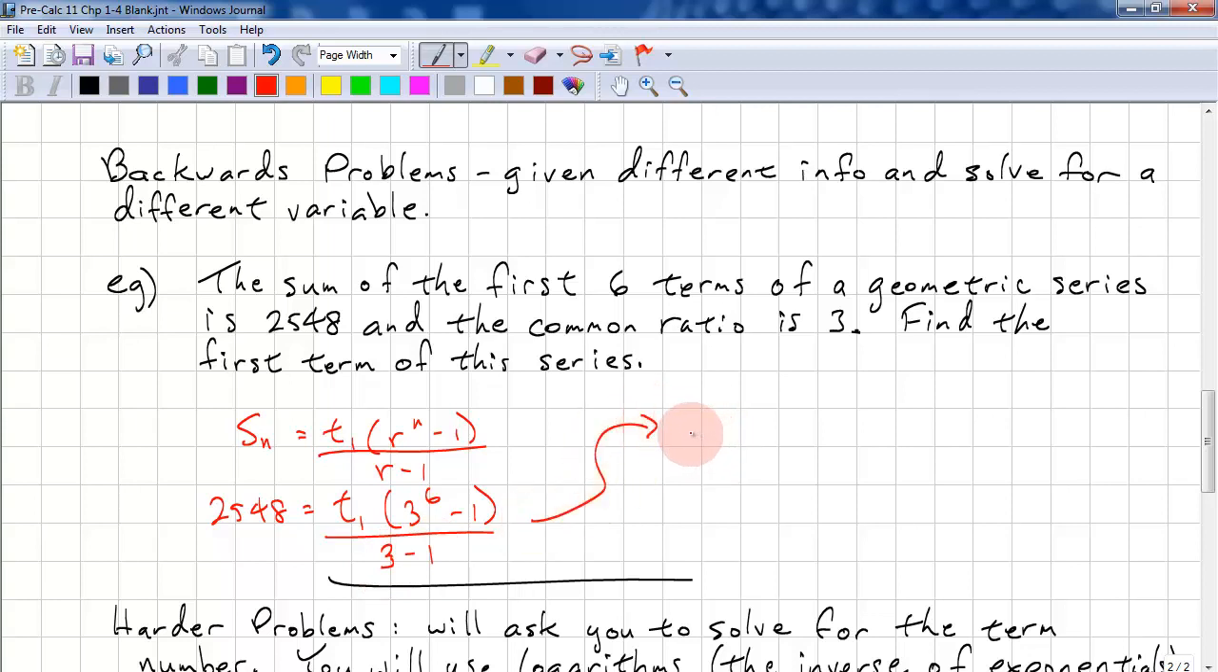So 2548 equals 3 to the power 6 minus 1 gives us 728. And T1 stays, and we're dividing by 3 minus 1, that's 2. So we need to multiply this side by 2 divided by 728. So T1 equals, and that equals 7. So our first term is 7.